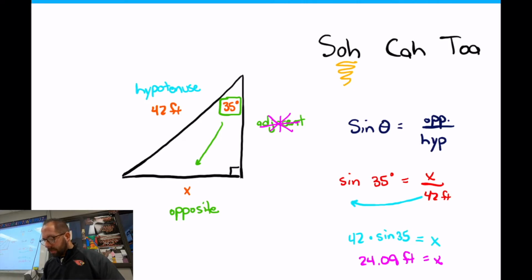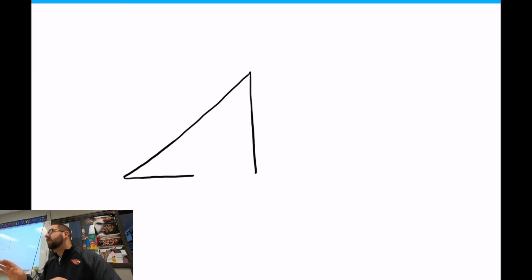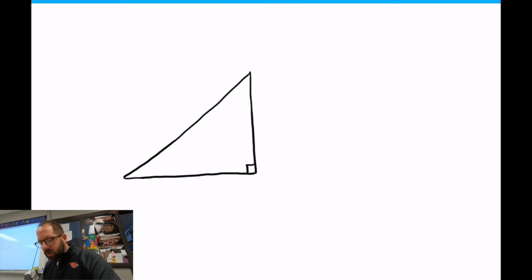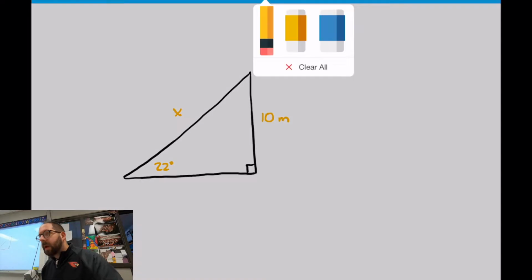Okay, let's do another example. I'm gonna stick with the sine function still. Okay, so here we go. The next one. So right triangle again. I'm going to draw triangles in different ways here in a little bit. My next picture will be drawn differently. I'm going to put an angle up there. So let's go with 22 degrees. I'm going to put this as 10 meters, and I want this number now. And I want the hypotenuse.